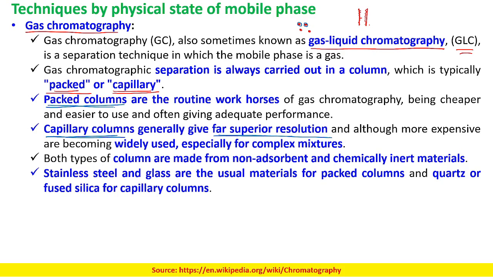However, they are quite widely used if you have a complex mixture and you want to extract the analytes from that complex mixture. Both types of column are made of non-absorbent and chemically inert materials. Usually stainless steel or glass are the usual materials for packed columns, whereas quartz or fused silica are used for capillary columns.